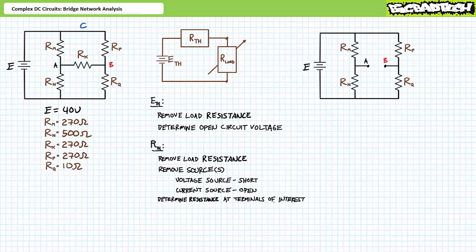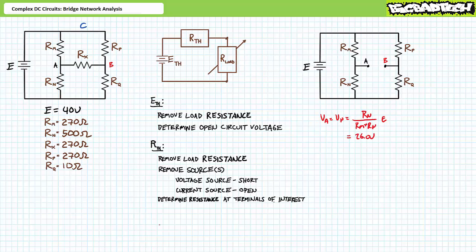Let's start by solving for ETH, the Thevenin equivalent voltage. First, we need to remove the load resistor. Then we need to determine the open circuit voltage between A and B. Note the removal of the bridge resistor Rx, the load of interest, has fundamentally changed the nature of this circuit, in that Rm and Rn are perfectly in series with one another, as are Rp and Rq. The series path formed by Rm and Rn is in parallel with the series path formed by Rp and Rq.